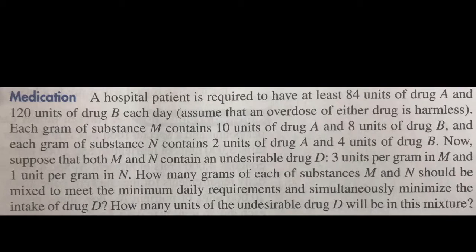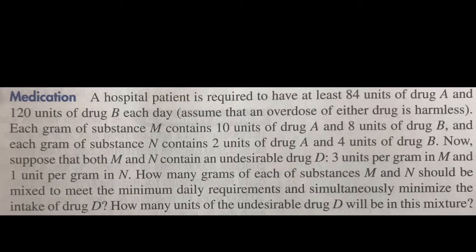Each gram of substance M contains 10 units of drug A and 8 units of drug B, and each gram of substance N contains 2 units of drug A and 4 units of drug B. Now, suppose that M and N contain an undesirable drug D, 3 units per gram in M and 1 unit per gram in N. How many grams of each substance, M and N, should be mixed to meet the minimum daily requirements and simultaneously minimize the intake of drug D? How many units of the undesirable drug D will be in the mixture?